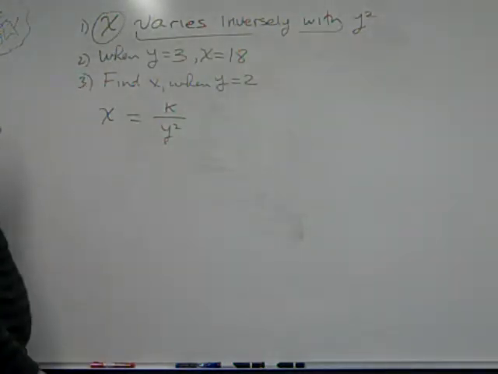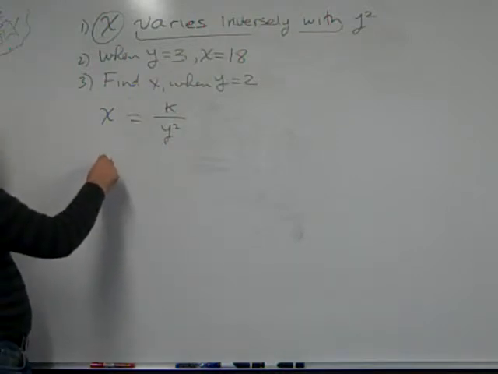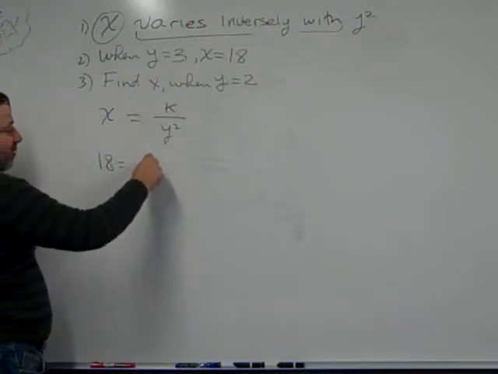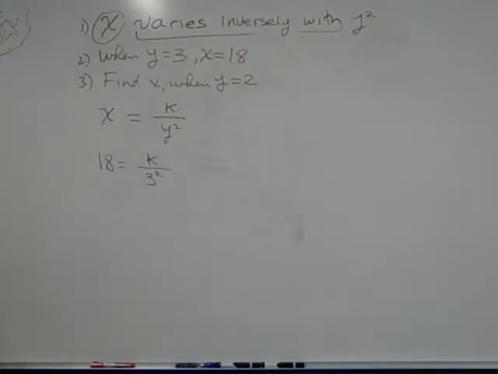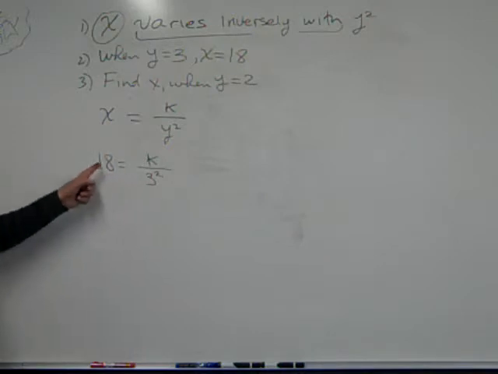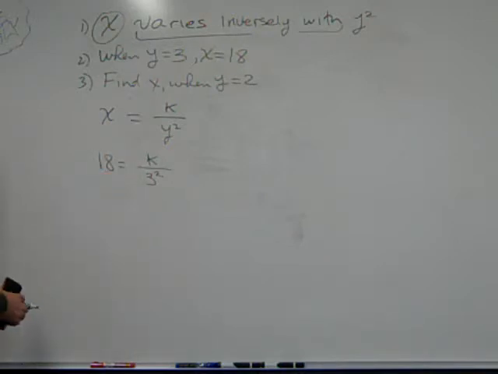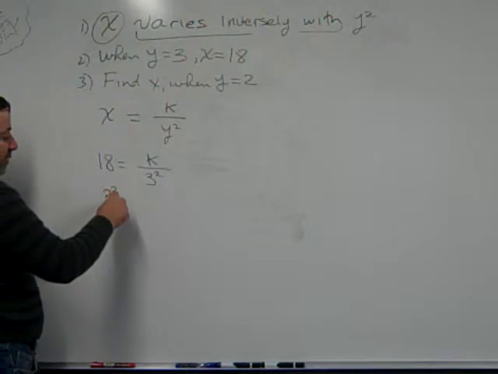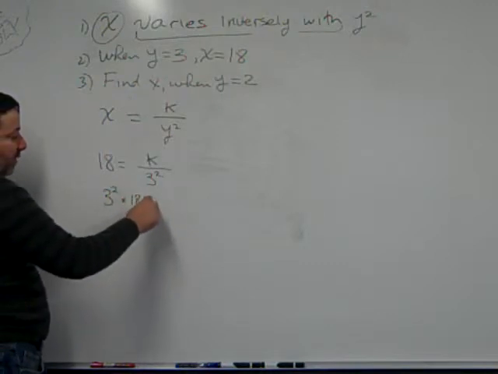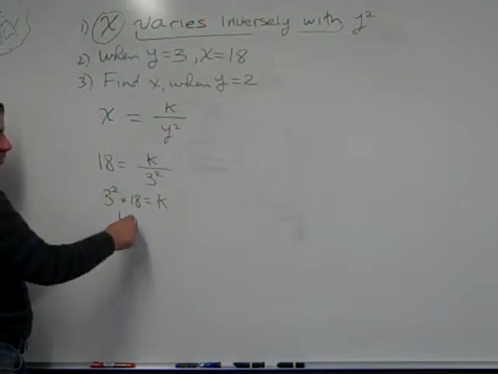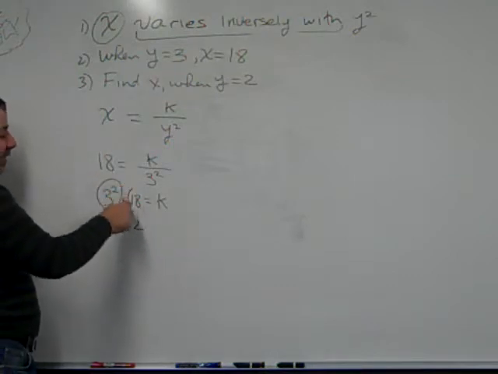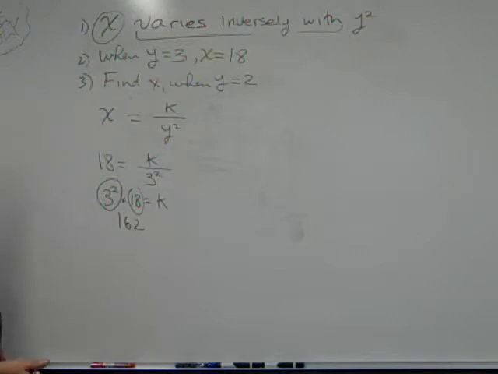Second line, when y is 3, x is 18. So 18 is equal to k over 3 squared. Well, this times this gives you that. 3 squared times 18 gives you k. Now 9 times 18 is 162. If you actually work down 9 times 18, you get 162.